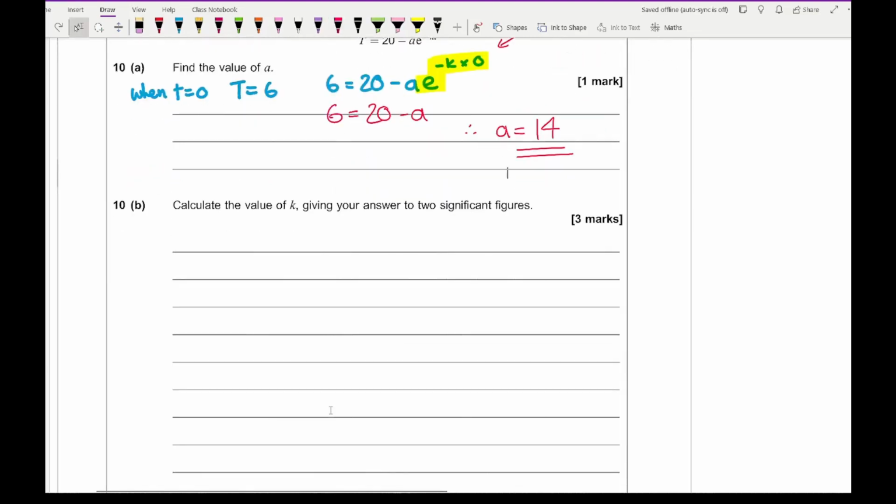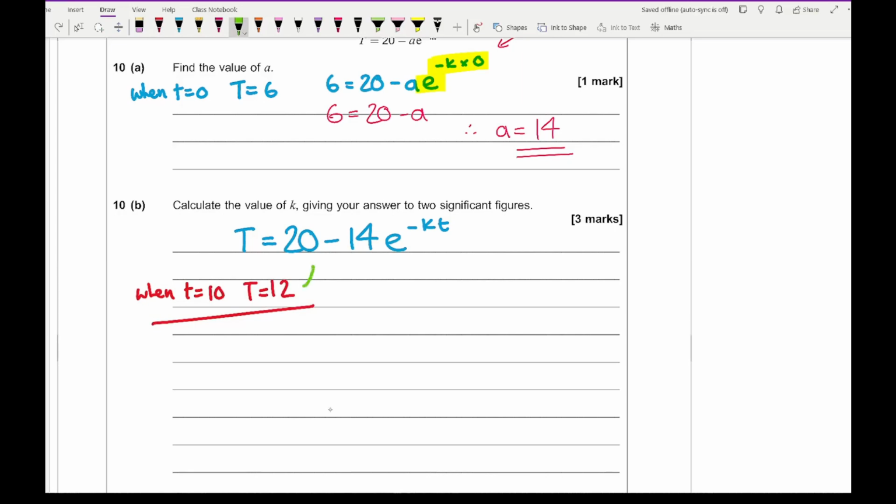Then for question 10b, it says calculate the value of k, giving your answer to two significant figures. As a equals 14, I can substitute that into the formula: T equals 20 minus 14 e to the minus kt. We know that when t equals 10, big T equals 12. Substituting those numbers in, we get 12 equals 20 minus 14 times e to the power of minus k times 10.